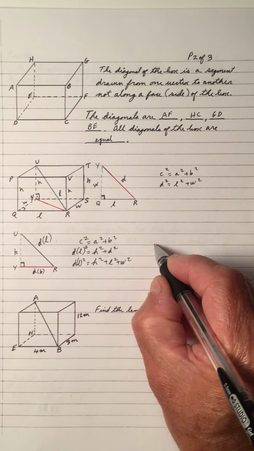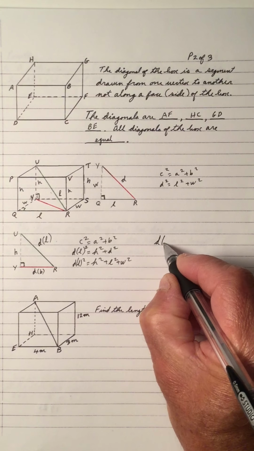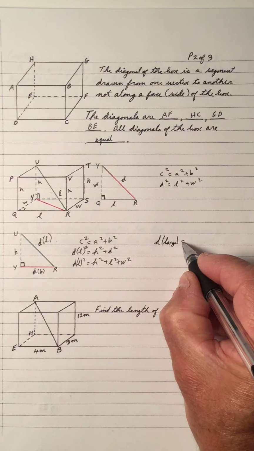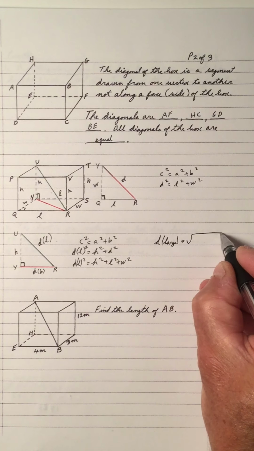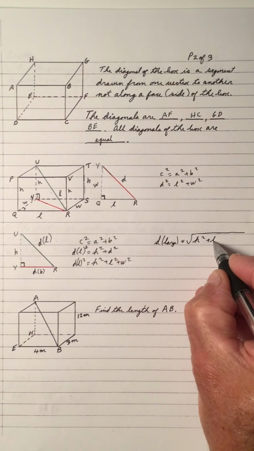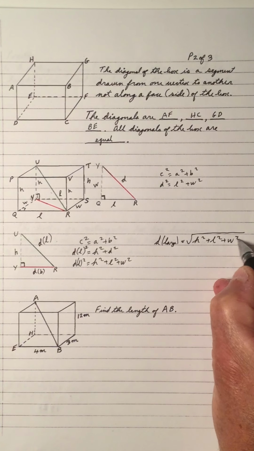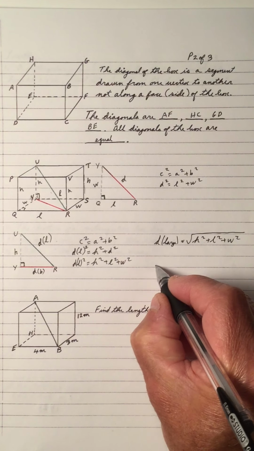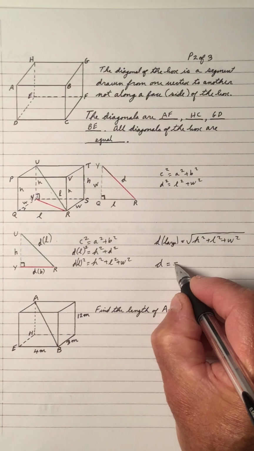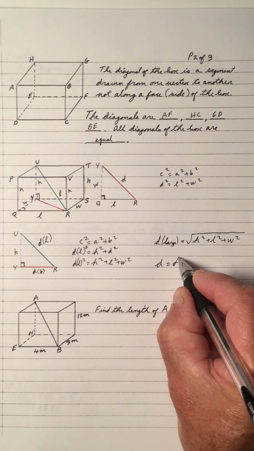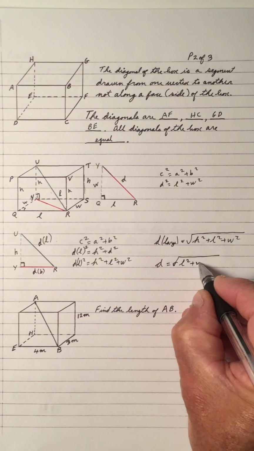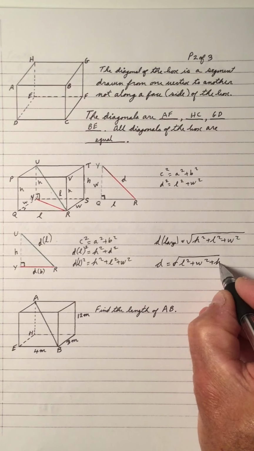So the diagonal of the box, the large diagonal, is the square root of h squared plus l squared plus w squared. And if you want to put it in terms of the box, let's put it in order: l squared plus the width squared plus the height squared.